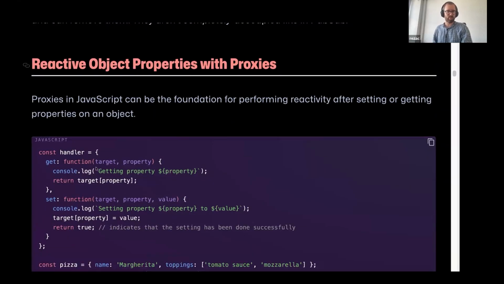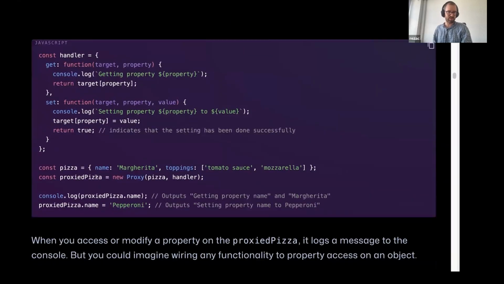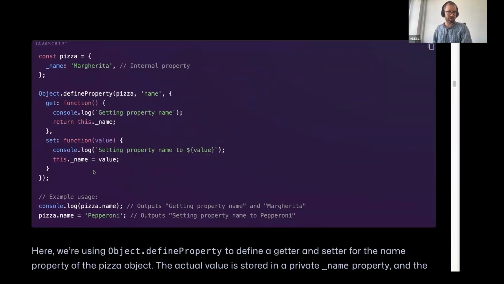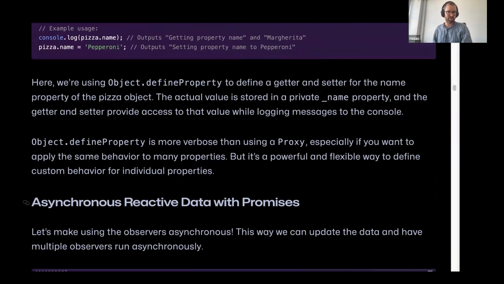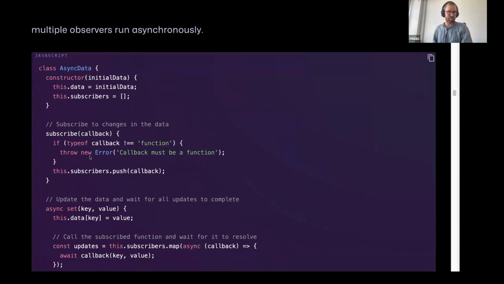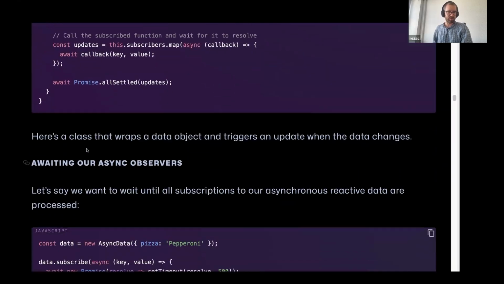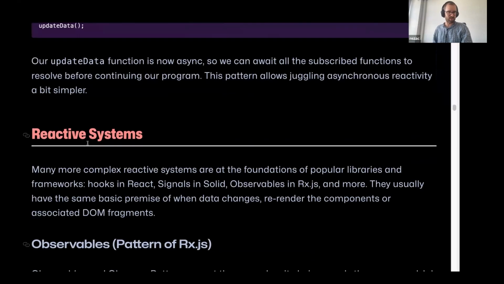Then we have proxies. I think this is quite advanced stuff. We don't need to go through how proxies work, just how to bind into side effects when properties are changed in objects.